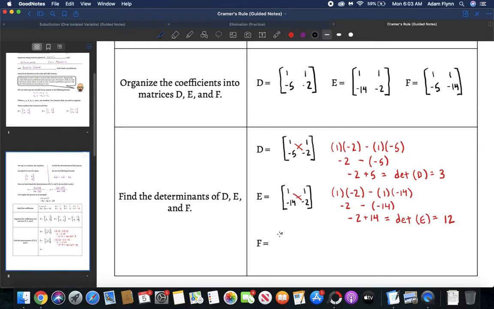So for the determinant of F, I'll rewrite the matrix. So when I do that, I've got 1 and negative 5 in the left-hand column. And I have 1 and negative 14 in the right-hand column. So now I'll do AD minus BC. So 1 times negative 14 minus 1 times negative 5. Order is important here.